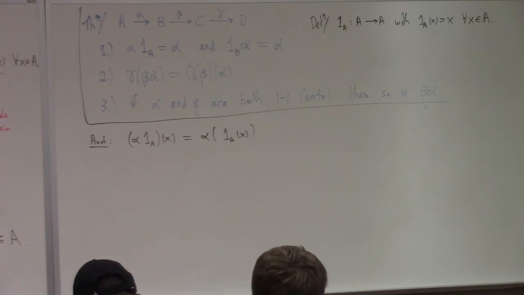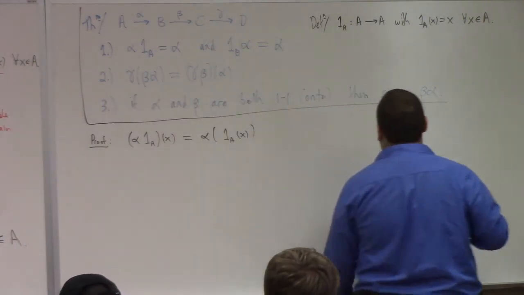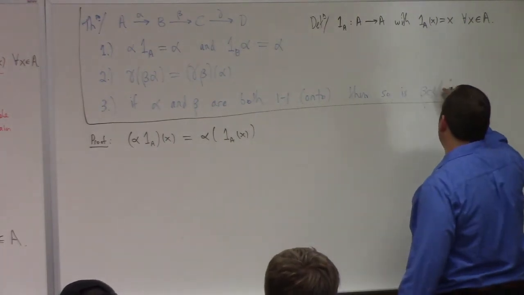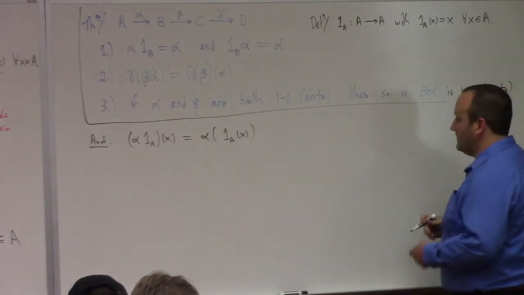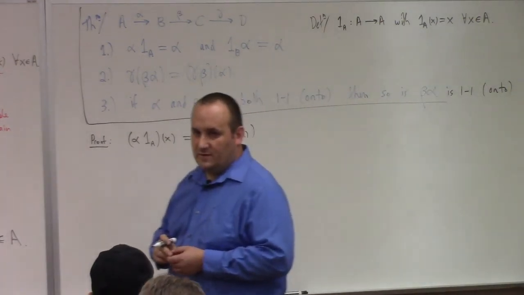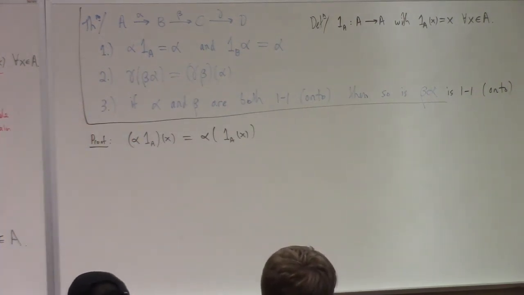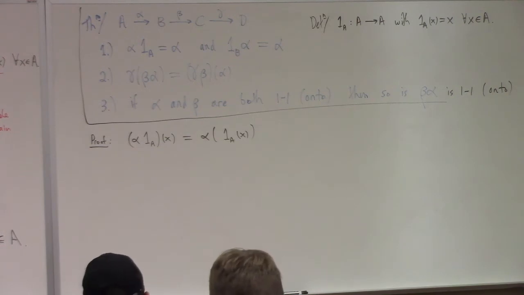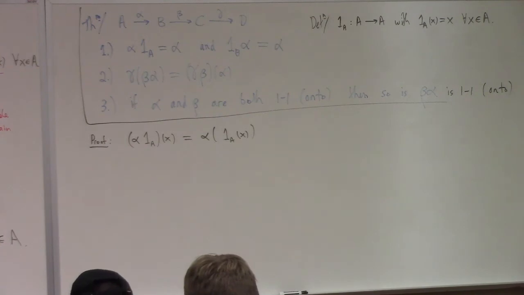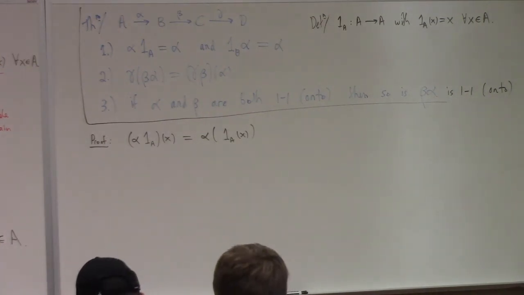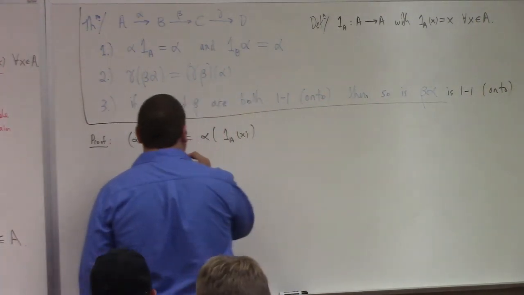For part 3, do you mean that they're both 1 to 1 and onto, or one or the other? Okay, but there are different things. If they're both 1 to 1, beta alpha is 1 to 1. If they're both onto, then beta alpha is onto. If they're both bijections, then beta alpha is a bijection. Oh man, I think I did one of your homework problems. But I would like you to actually work that out. Sorry. A good question, Samuel.